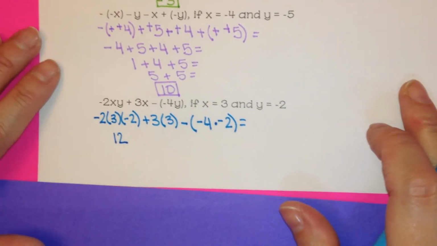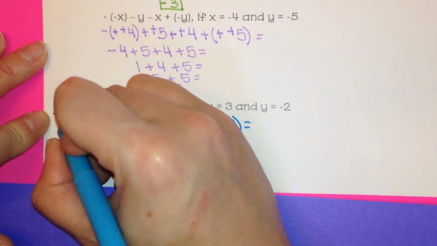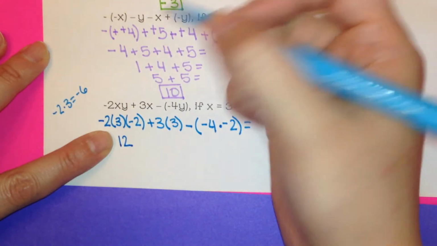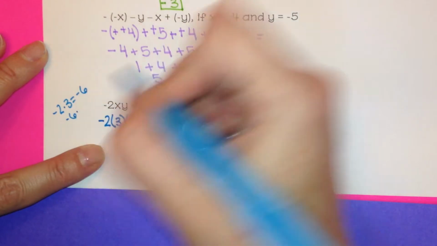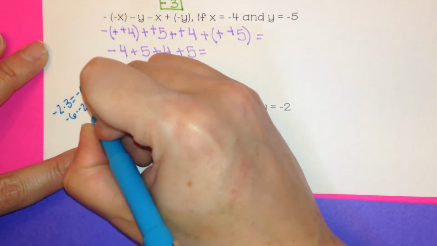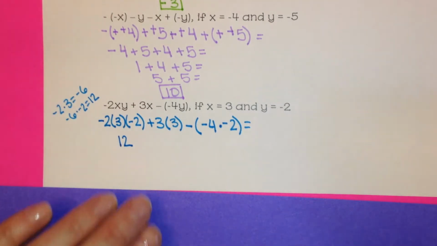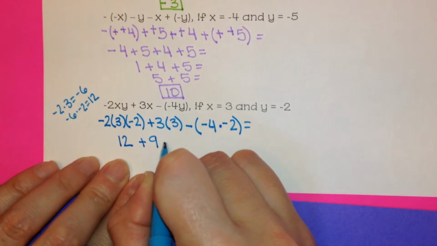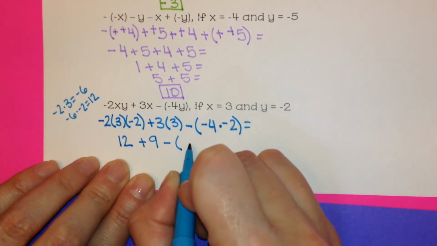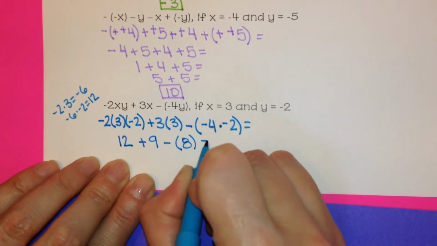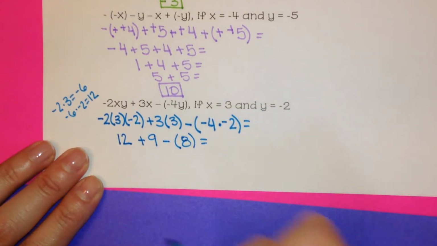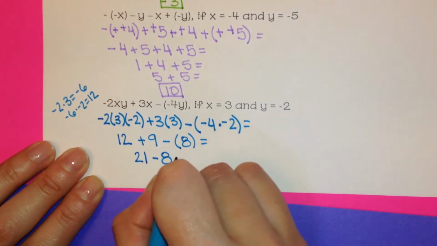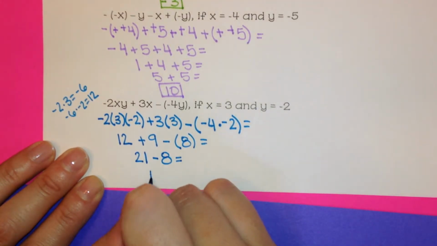And if you want to do the math to the side, I'll just show it to you really quick. First I did the negative 2 times 3, gave me negative 6. And then I said negative 6 times negative 2 is positive 12. Okay, bring down the plus. 3 times 3 is 9, minus negative 4 times negative 2 is positive 8. Okay, 12 plus 9 gives me 21, minus 8 leaves me with 13.